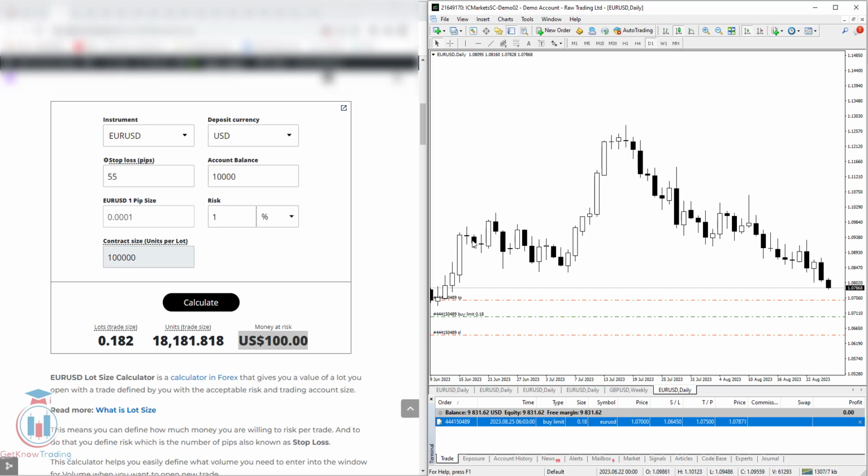So you can see how to use this lot size calculator for the EURUSD. You can calculate the volume that you need to open in the trade with a specific number of pips, based on the risk that you are willing to take on this trade. You can easily change these values to any other value that is in line with your risk management, and define the lot size or position size for the EURUSD.